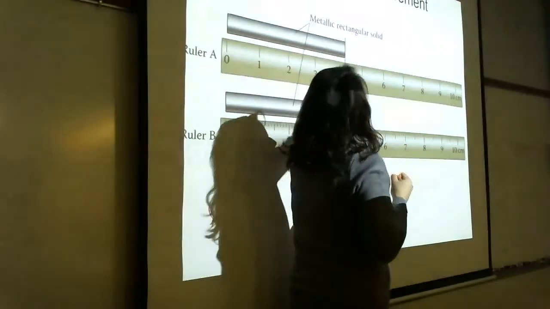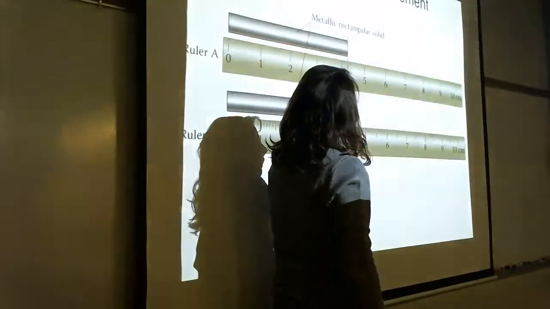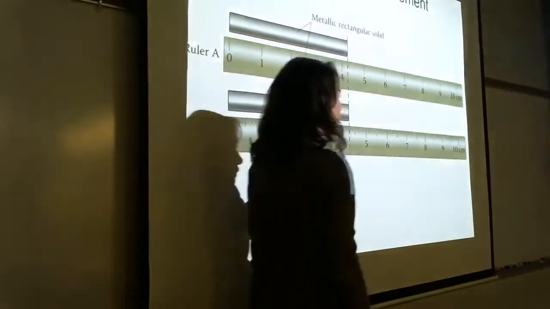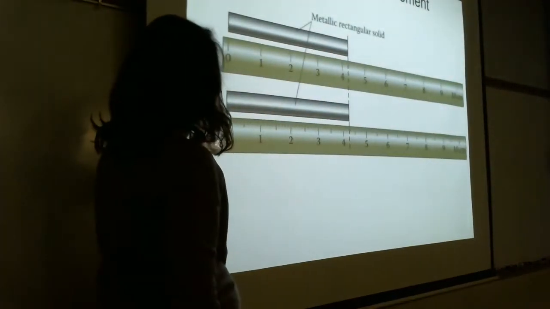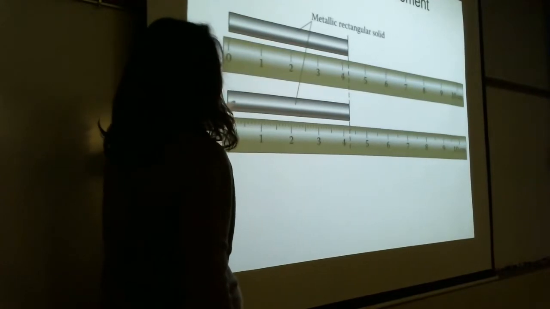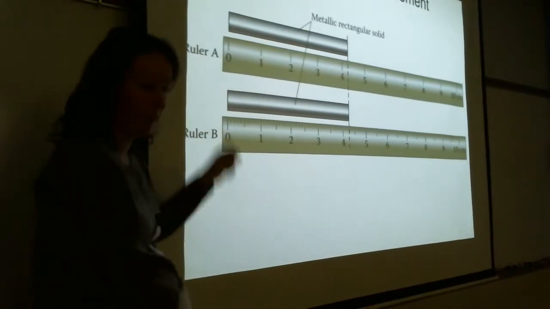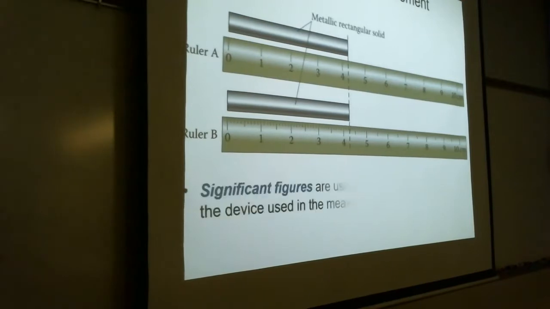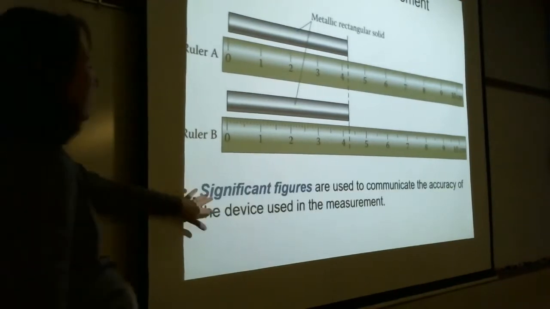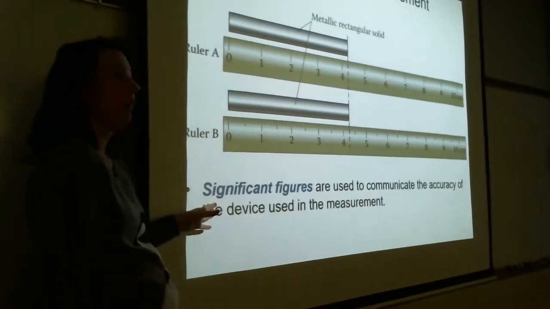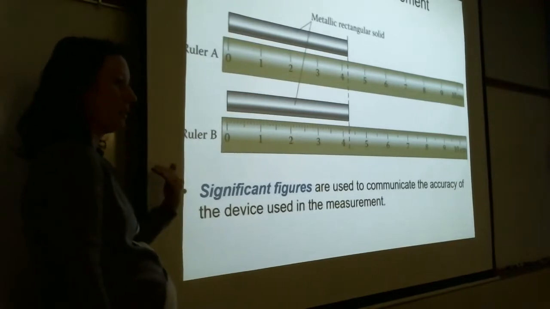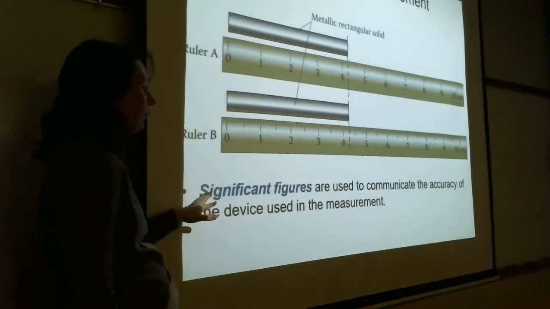There's a lot more mistake that could be made here than here, because this is a more accurate instrument. It's going to give us a better value that's closer to the true value than this one will. Does that make sense? So that's why we use significant figures. When we, as scientists, make a measurement, we use what's called significant figures.